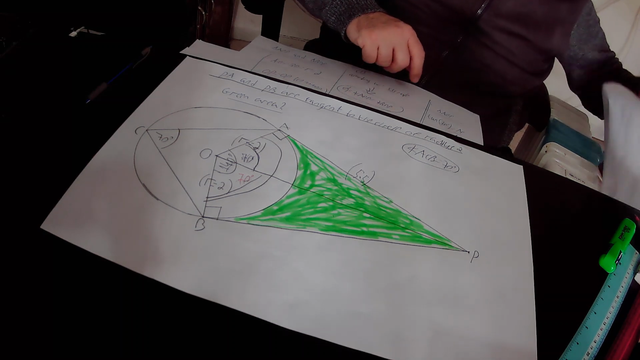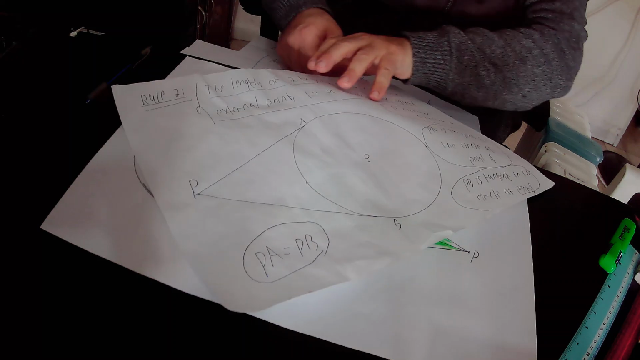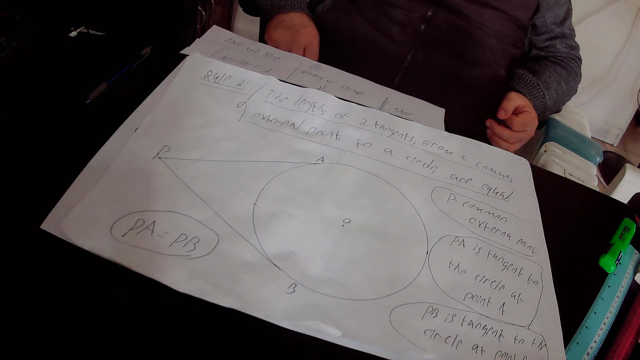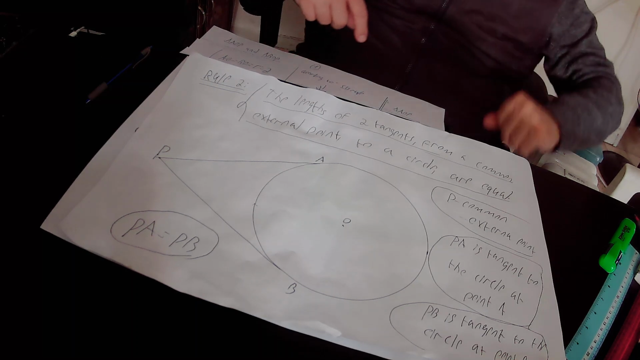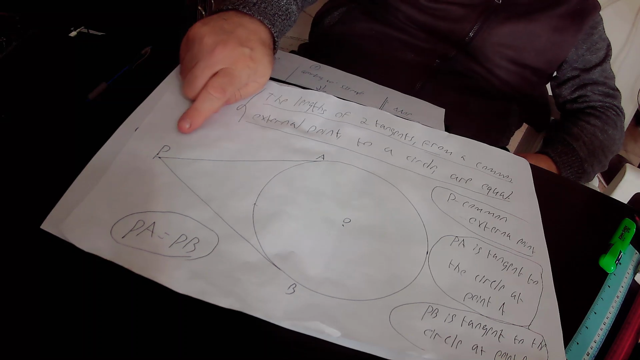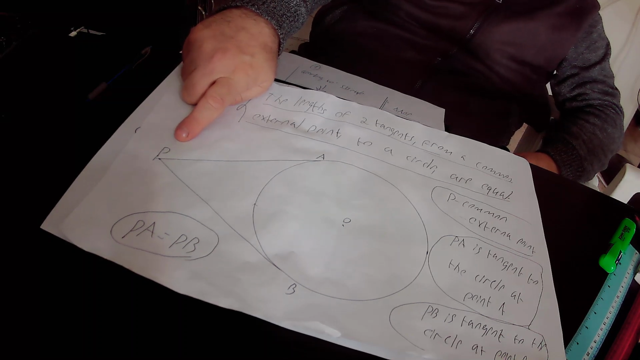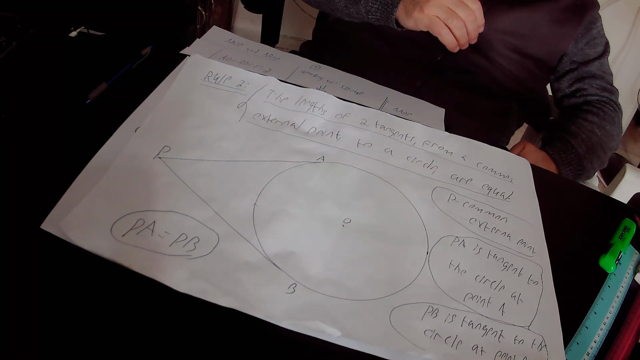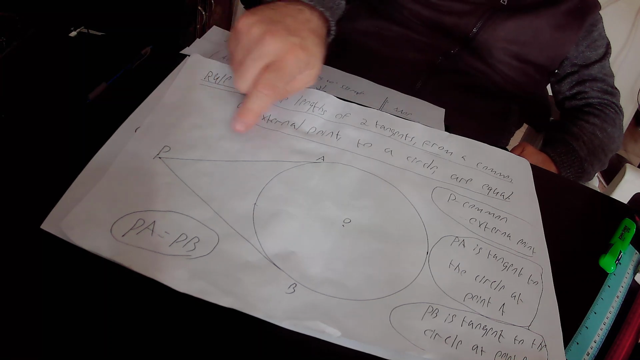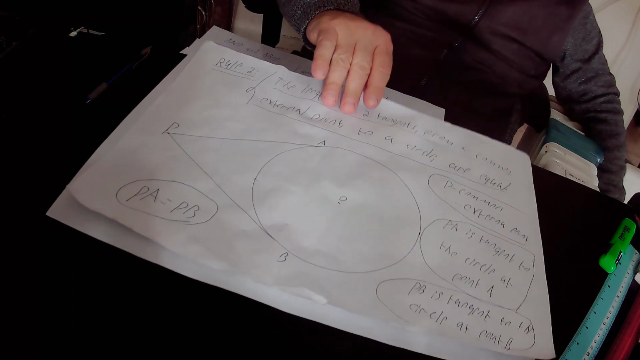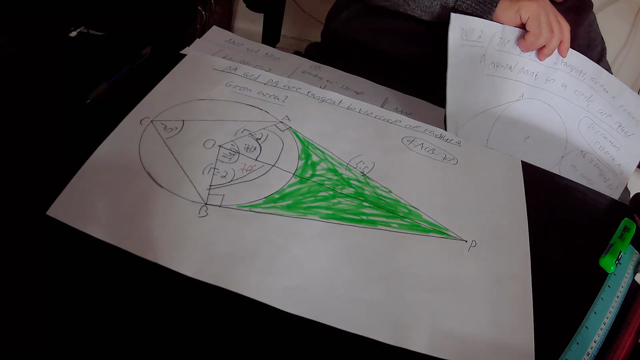And quickly on rule 2, according to rule 2, the lengths of 2 tangents from a common external point to a circle are equal. In the drawing we have a circle, and we also have here the common external point, point P. From this common external point, point P, we have 2 tangents to the circle, tangent PA and tangent PB. And according to rule 2, they are equal to each other. That is to say, PA equals PB.